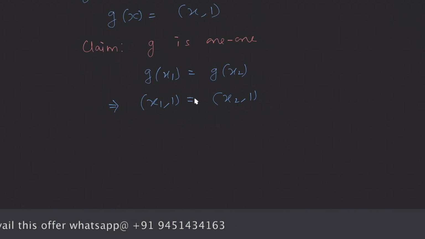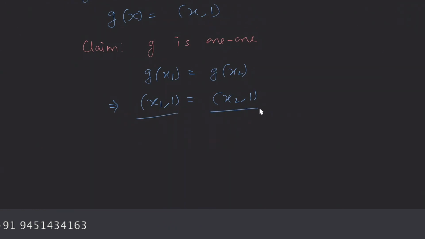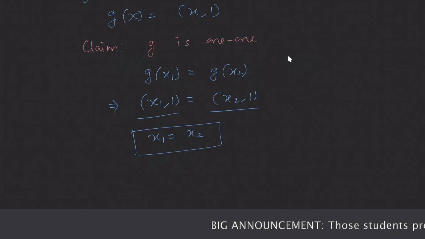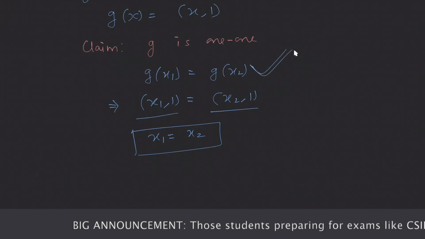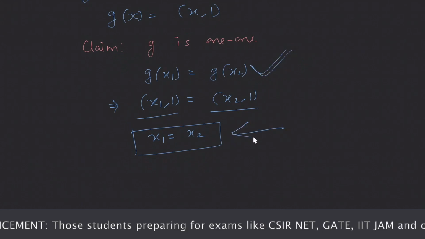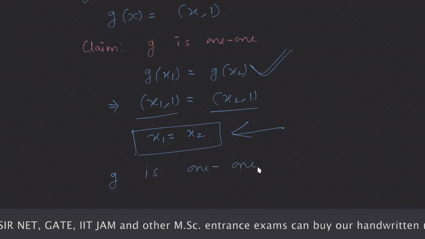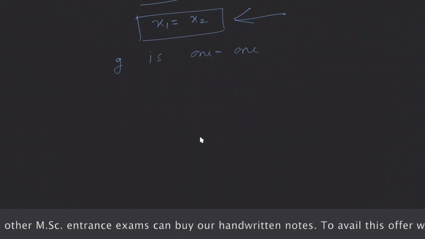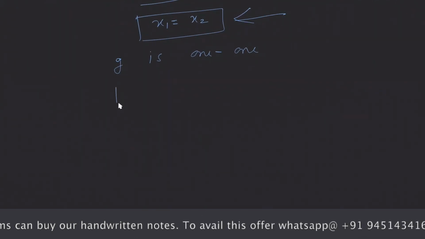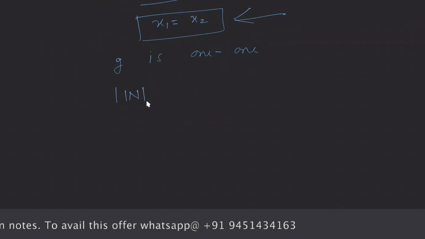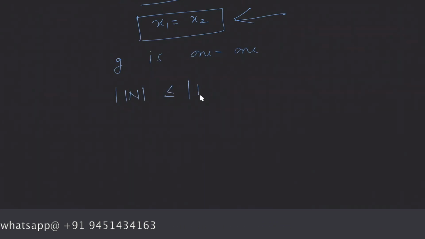Now these two ordered pairs are the same only when x1 equals x2. So here we can see that whenever images are the same, then the input value is also the same. So we can say that G is 1-1, and again from the definition the cardinality of the domain, which is N, is less than or equal to the cardinality of the codomain, which is N cross N here. Suppose this is relation number 2.